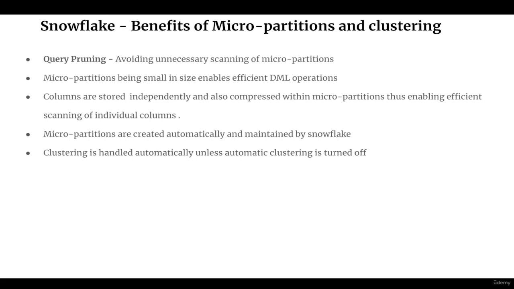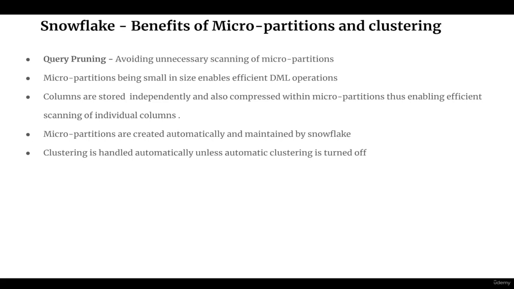The second one is the size of micropartitions. Since micropartitions are small in size, remember 50 to 500 MB of uncompressed data, it enables efficient DML operations. So let's say you want to run an update query on one of your huge tables. As long as you use the clustering key in your where clause, Snowflake is going to know which micropartitions to hit. It'll perform the update operations on only those micropartitions, and that's pretty much it. That's how efficient micropartitions are.